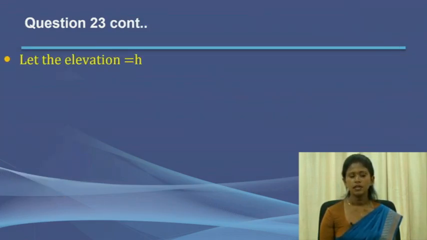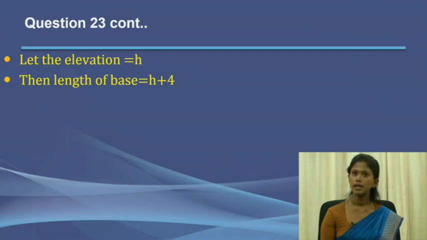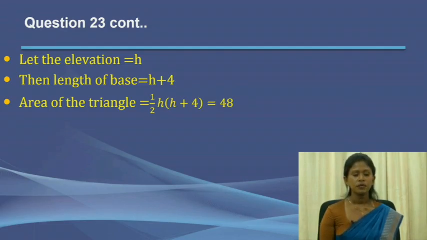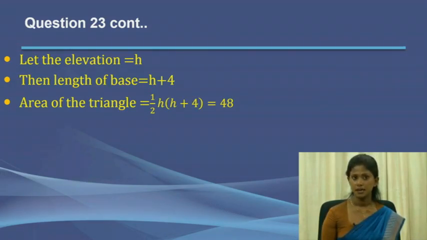Here you can see we let the altitude be h, and then the length of the base will become h plus 4, because they have said that the base is 4 units greater than the altitude. Since the area of the triangle is given, we should use the area formula. How to find the area? It is half times the length of the base multiplied by the length of the altitude. So here we have done this: half multiplied by h multiplied by h plus 4, which is equal to 48.